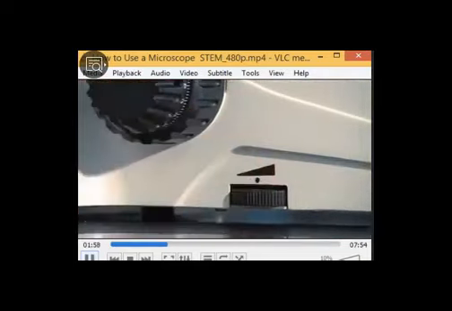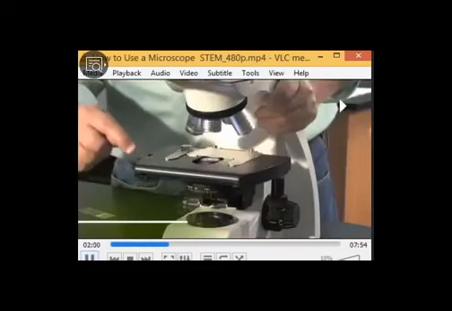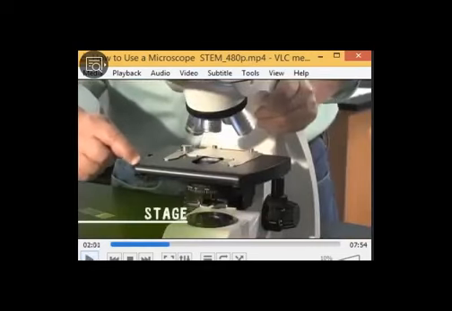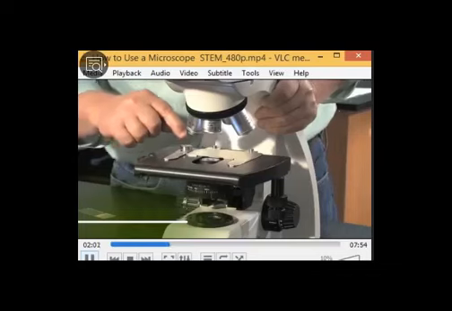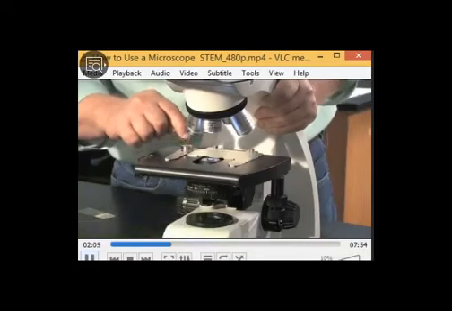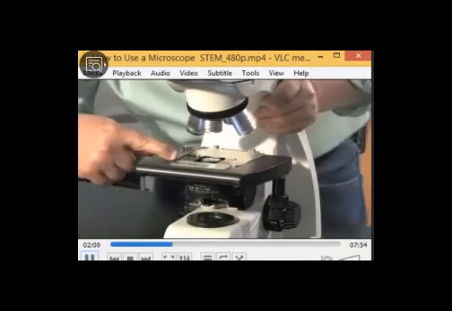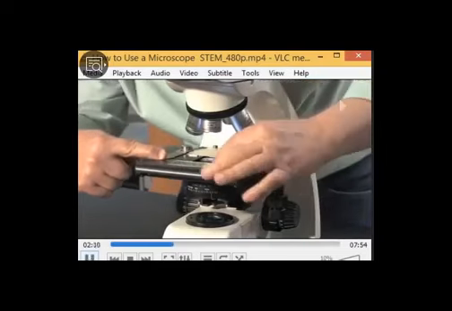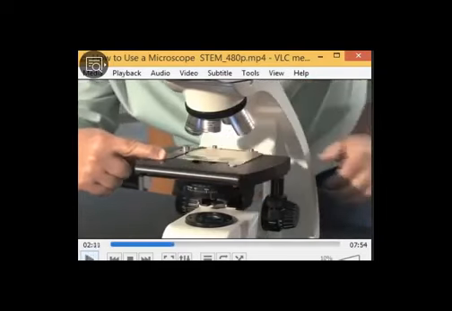Okay, now this is the stage. This is the place where you put the slide. And this part is the mechanical stage, as I told you. So what you do, you put the slide upon the stage and hold it with this clip, and then you move the slide right, left, forward, backward. There is no up and down, only two directions. You can move to the sides by using the mechanical stage.